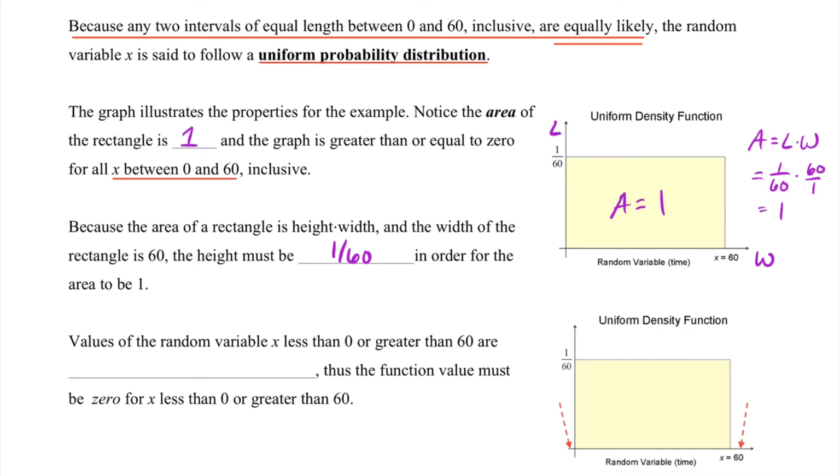Right now, values of the random variable x less than 0 or greater than 60 are impossible. Thus, the function must be 0 for x less than 0 or greater than 60, like we see in the graph here. The reason why they're impossible is we're told that our package will not be delivered before 10 a.m. or after 11 a.m. Thus, there's a 1 hour window here, and they've guaranteed us that the package will be delivered in that 1 hour. So it shouldn't come before that or after.